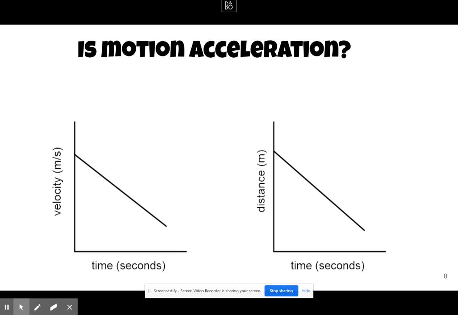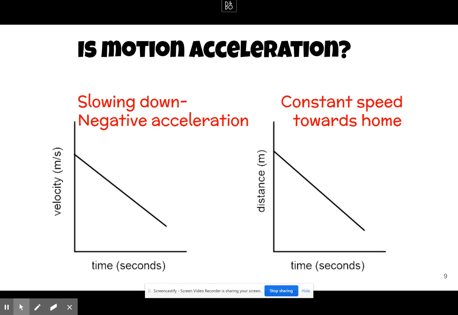All right, same thing. I want you to write down what's happening at each graph here. Pause the video and then come back and we'll talk about each graph. All right, so our graph on the left here, our velocity versus time graph. We can see that our velocity is slowing down, it's decreasing. So we actually have a negative acceleration. And now if we look at our distance and time graph over here, we can see again that we have that constant slope. So we're going at a constant speed towards home.